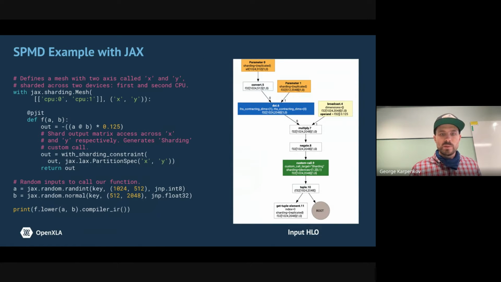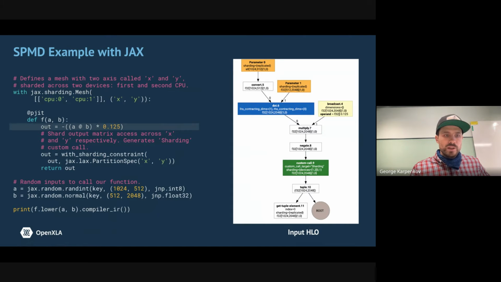So let's look at some example. Let's say we have a simple operation which has a matmul, which is multiplied by some constant and negated, and then we just return it. And let's say we want to partition that matmul across two different CPUs, and we define our axis in a one-dimensional way. Well, we have a two-dimensional mesh, but one dimension is of size 1, another dimension is of size 2. So the partitioning is fairly simple.